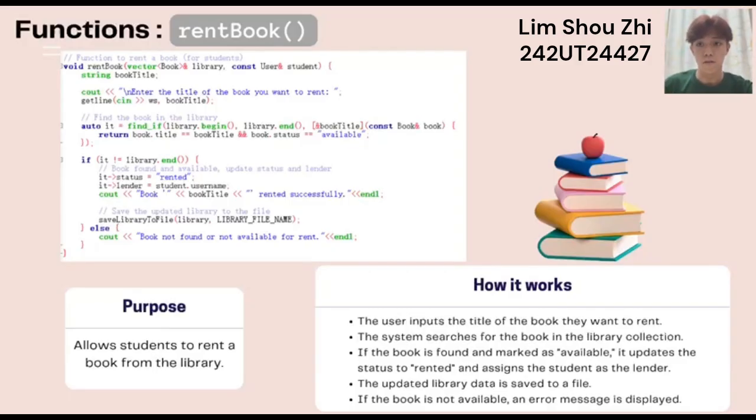Okay, now I'm going to talk about the rent book function. The purpose of this function is to allow students to rent books from the library. How the function works is the user inputs the title of the book they want to rent, then the system will search for the book in the library collection. If a book is found and is available, it will update the status to rented and assign the student as the lender. The updated library data will be saved to a file, and if the book is not available, an error message will be displayed saying it is not available.